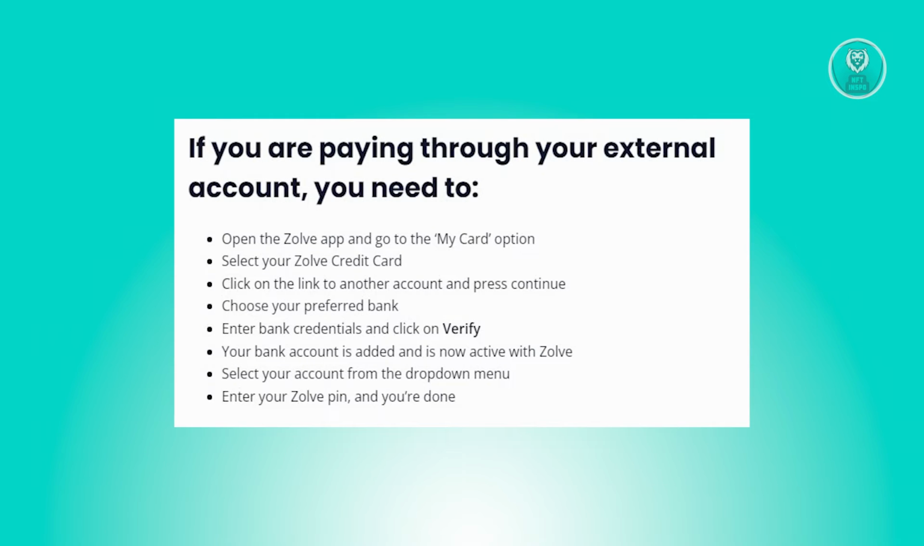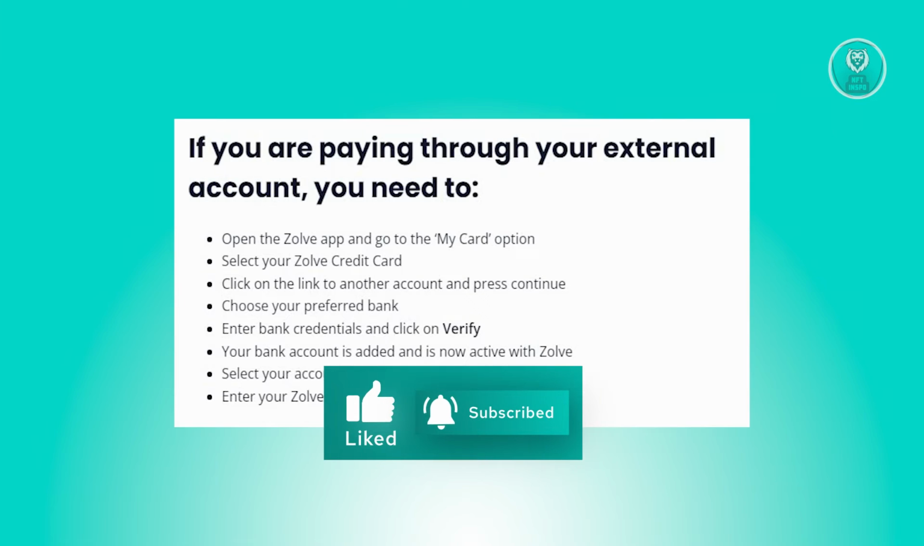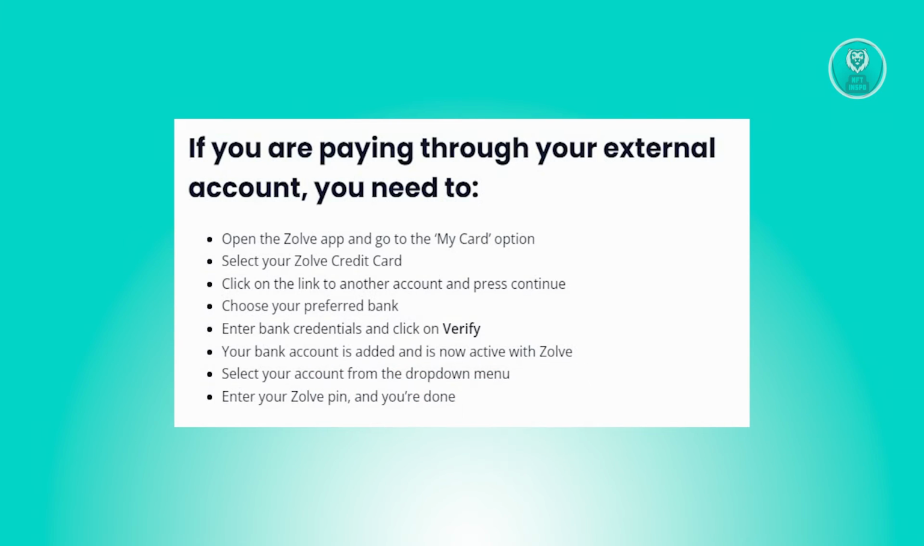Now, if you're paying through the external account, open the Zolve app and access the My Card option. Select your Zolve credit card, tap the link to connect another bank and continue. Pick your preferred bank from the options provided, input your bank credentials and click on Verify. Your bank account is successfully added and active with Zolve. Now choose your account from the drop-down menu and enter your Zolve PIN to complete the transaction.